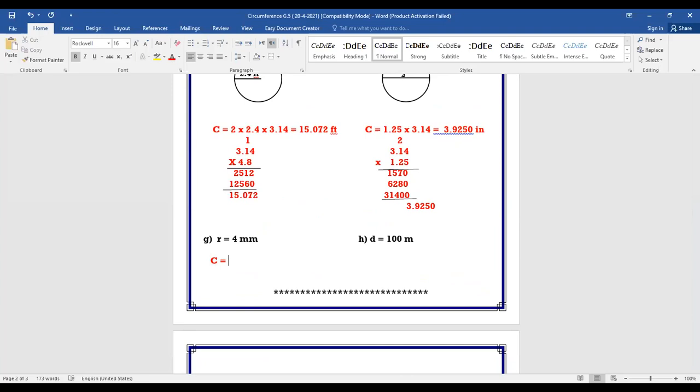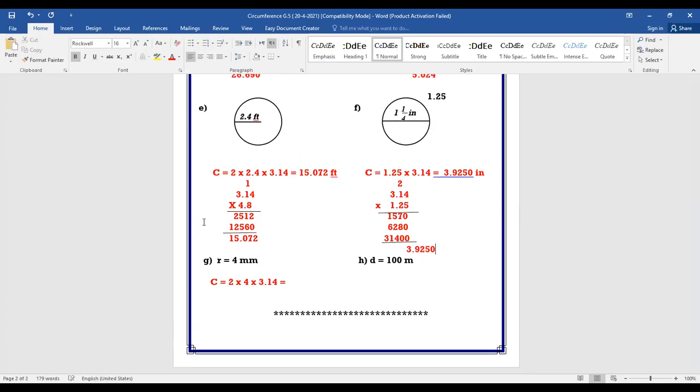Yes. E equals 4. We have the radius here. If you have the radius, multiply 2 by the length of the radius, multiply 3.14. 2 multiply 4 equals 8. Then 8 multiplied by 3.14.